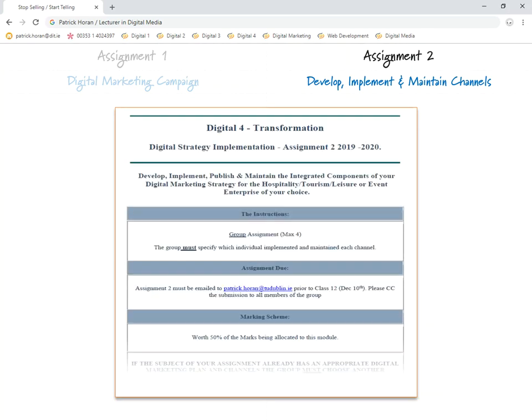Assignment 2 is fairly straightforward. All you're going to do in assignment 2 is do exactly what you said you were going to do in assignment 1. Whatever you plan to do in assignment 1 for the concept that you've chosen, you will implement for the different channels that you've chosen in assignment 2. In assignment 1 there's a huge written element; in assignment 2 there isn't. It's a huge creative element, and you will submit links to the different channels that you created.